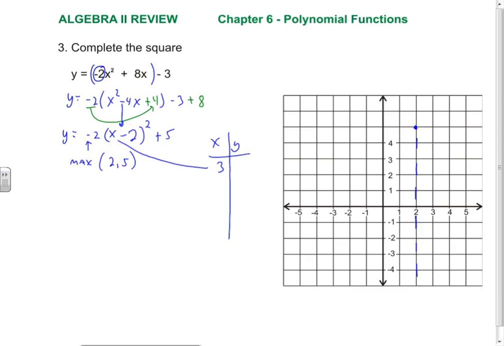So look over here, put 3 in, right? 3 minus 2 is 1. 1 squared is 1. 1 times negative 2 is negative 2. Negative 2 plus 5 is 3, and I have the point 3, 3.